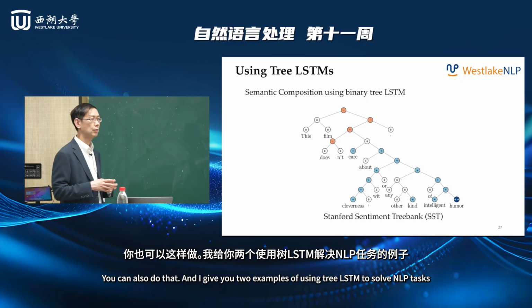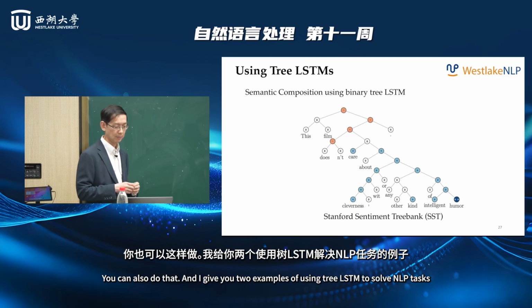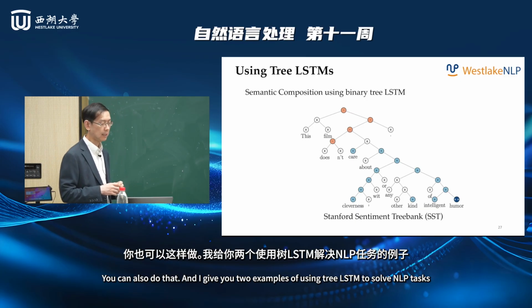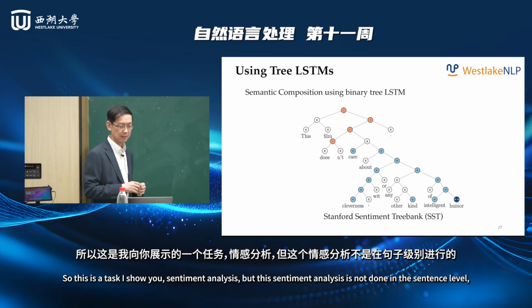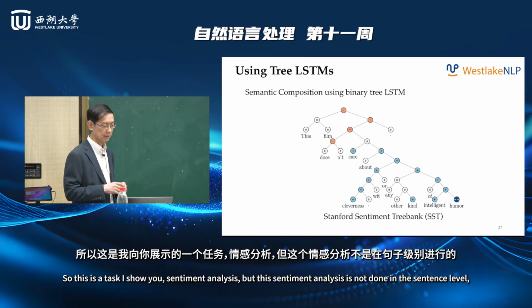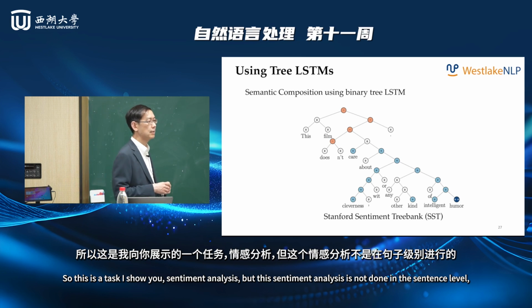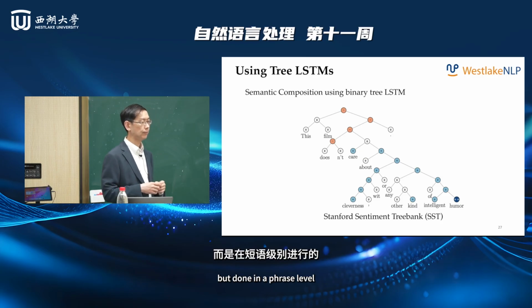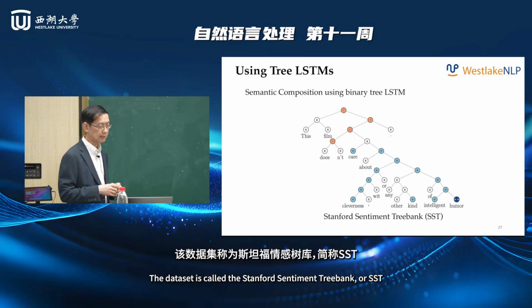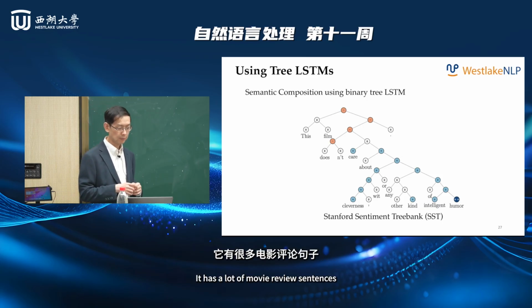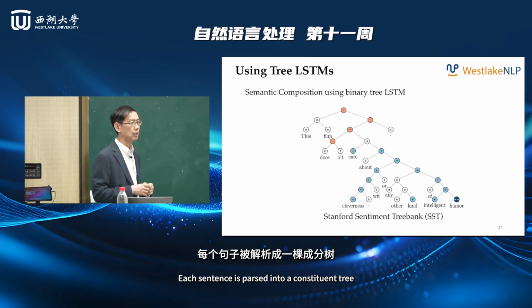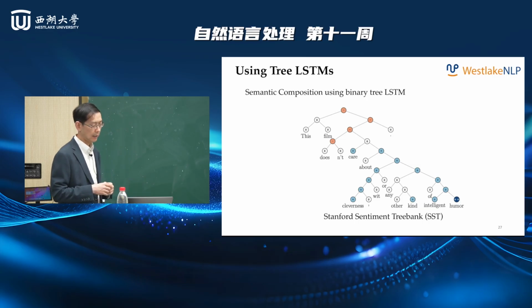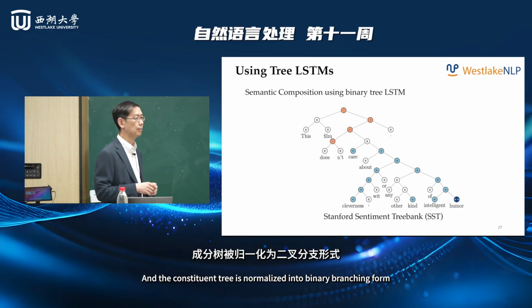And I give you two examples of using TreeLSTM to solve NLP tasks. So this is a task I show you, sentiment analysis. But this sentiment analysis is not done at the sentence level, but at the phrase level. The dataset is called the Stanford Sentiment Treebank, or SST. It has a lot of movie review sentences. Each sentence is parsed into a constituent tree. And the constituent tree is normalized into binary branching form.